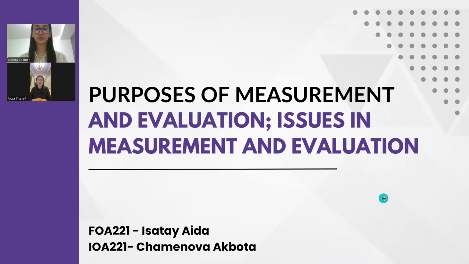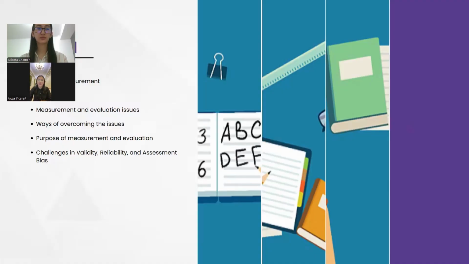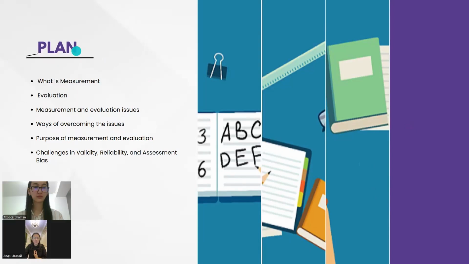So let's start our project work about purposes of measurement and evaluation, issues in measurement and evaluation. Our plan consists of the main 6 parts. The first one is what is measurement, second, evaluation, third, measurement and evaluation issues, ways of overcoming the issues, purpose of measurement and evaluation. The last one, challenges in validity, reliability, and assessment bias.